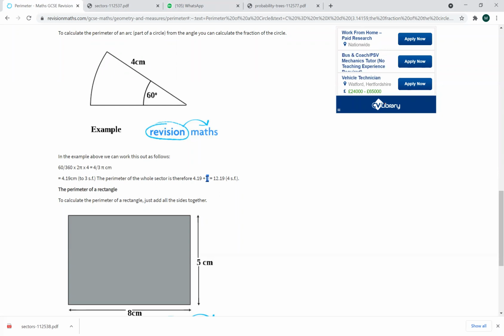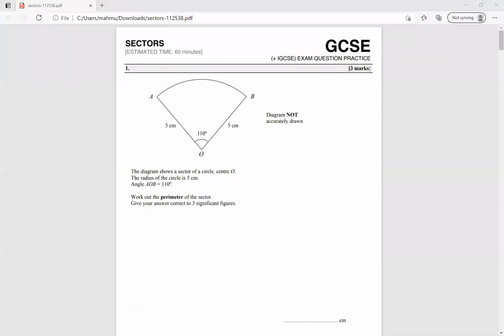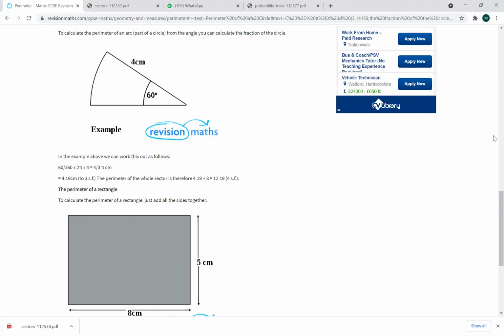Why are they adding 8? Because there's going to be 8 sides here. 8 sides will make the whole circle, the whole sector, because this is only part of the sector. Our question had, work out the perimeter of this sector, but it's not the whole sector. Yeah, the answer should be 9.8, but they're not asking you to work out the whole sector.